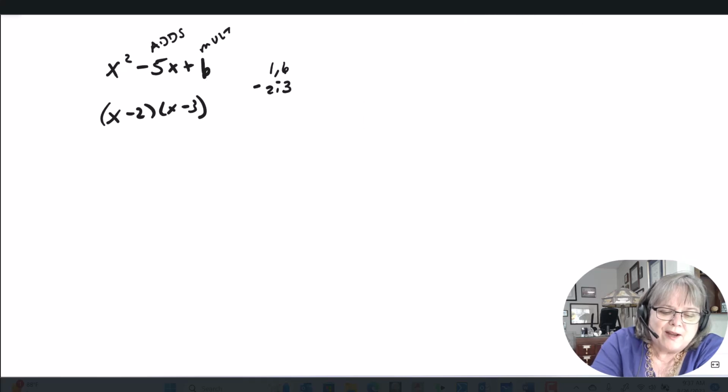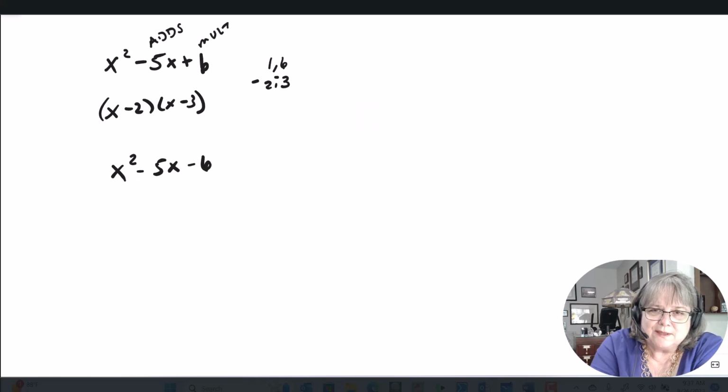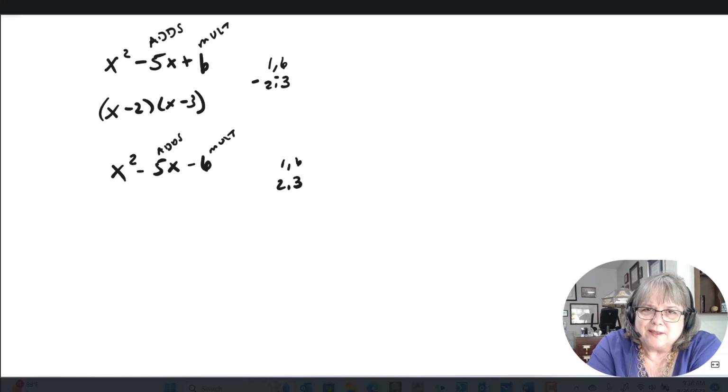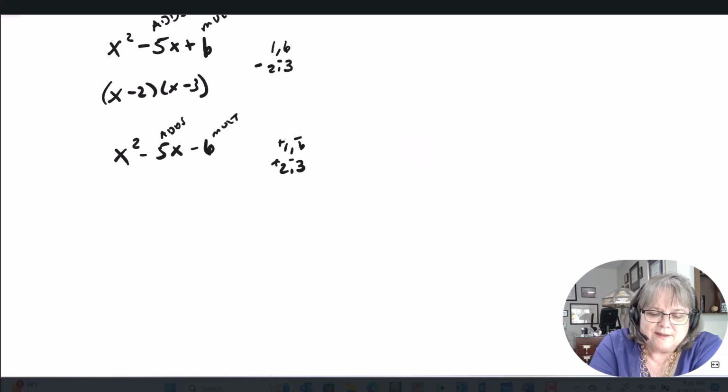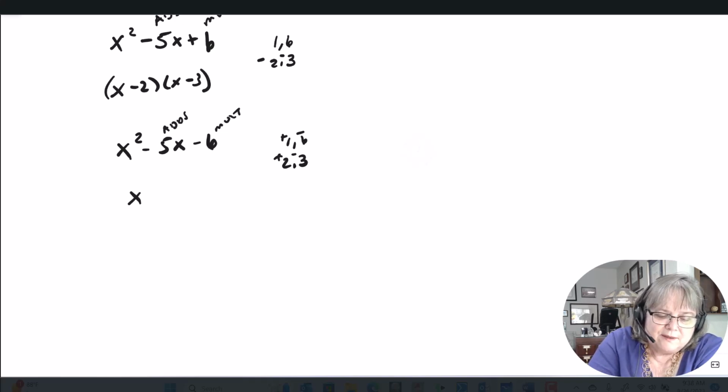Now, I want you to contrast that with this one. X squared minus 5x minus 6. See, very similar. Just a slight difference in the signs. So again, what multiplies to 6? 1 and 6 and 2 and 3. But notice that it multiplies to a -6. So to multiply to a negative, they have to be different signs. And it adds to a -5, so you have more negatives than you do positives, so the bigger number has to be negative. And in this case, it's not the 2 and the 3, it's x minus 6, x plus 1.